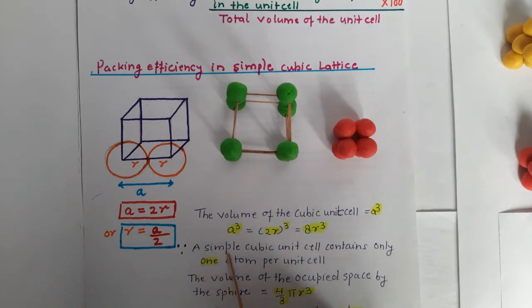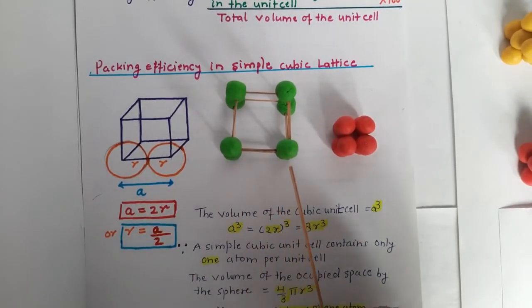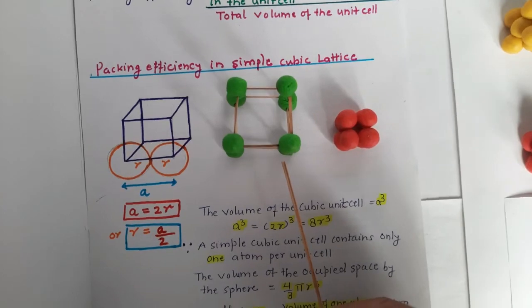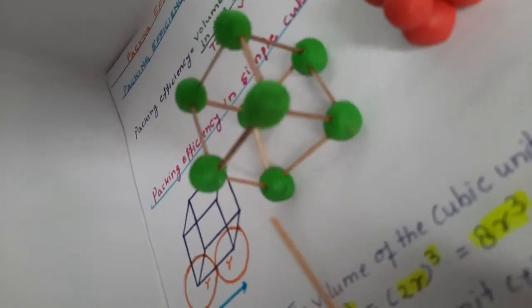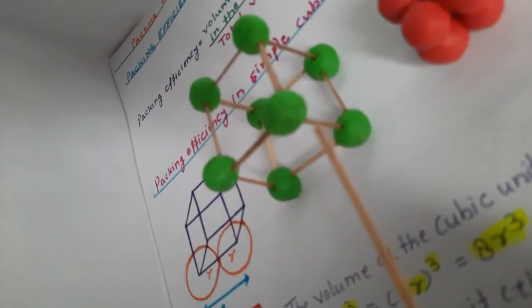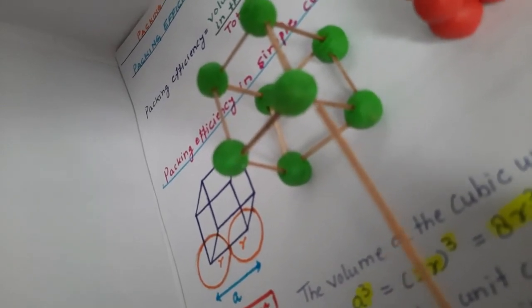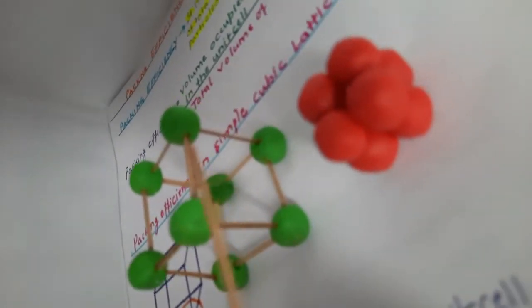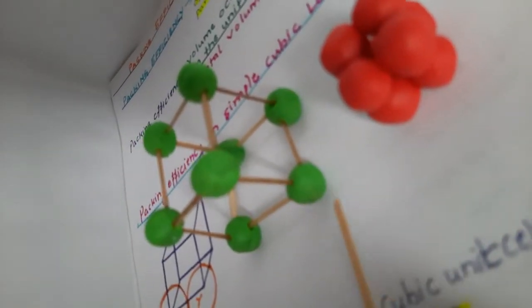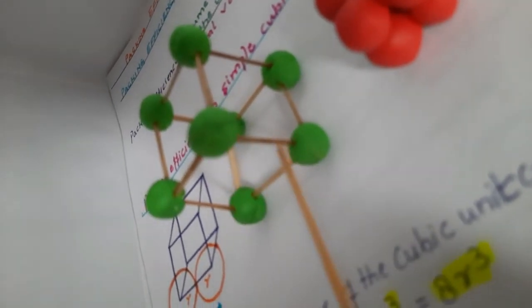And in a simple cubic unit cell, the number of atoms or spheres per unit cell comes out to be 1. Here the atoms are present only at the corners of the unit cell, and we know that the contribution of a corner is only 1 by 8. So 8 multiplied by 1 by 8 will give you 1. So the number of atoms per unit cell in this primitive unit cell comes out to be 1.